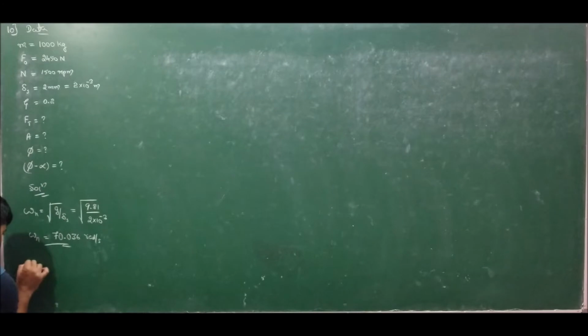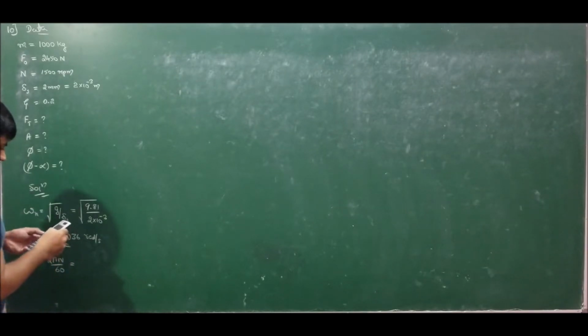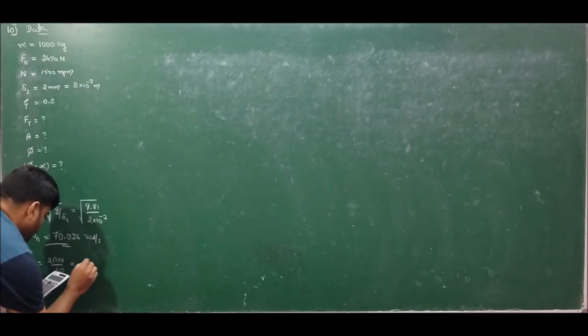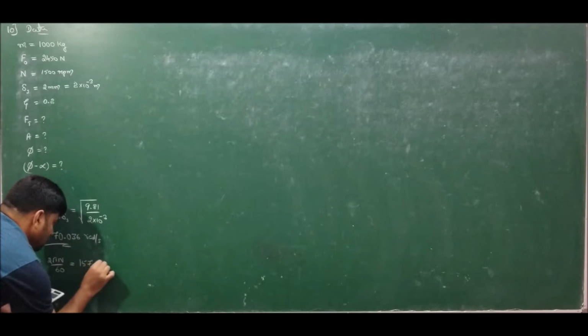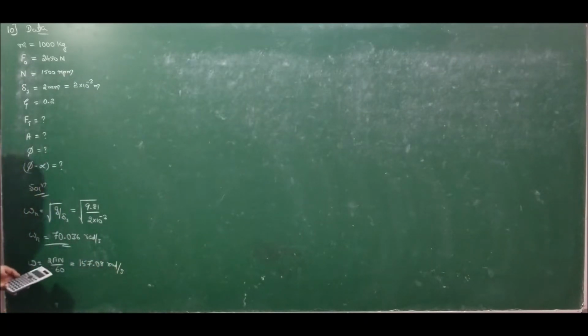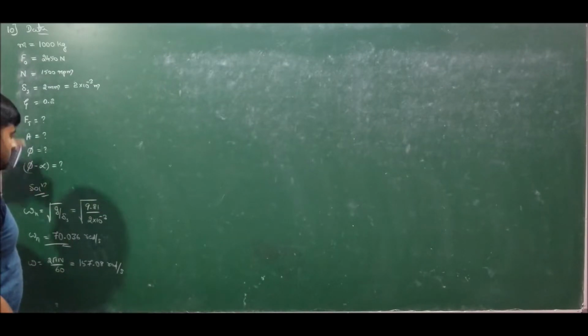Now we have the excitation speed. Using that I can find excitation frequency omega, which is given by 2 pi N by 60, where N is in rpm. If I substitute and solve, I get 2 into pi into 1500 divided by 60, which is nothing but 157.08 radians per second. We know omega n, we know omega. Now let us move to the first unknown, that is force transmitted.